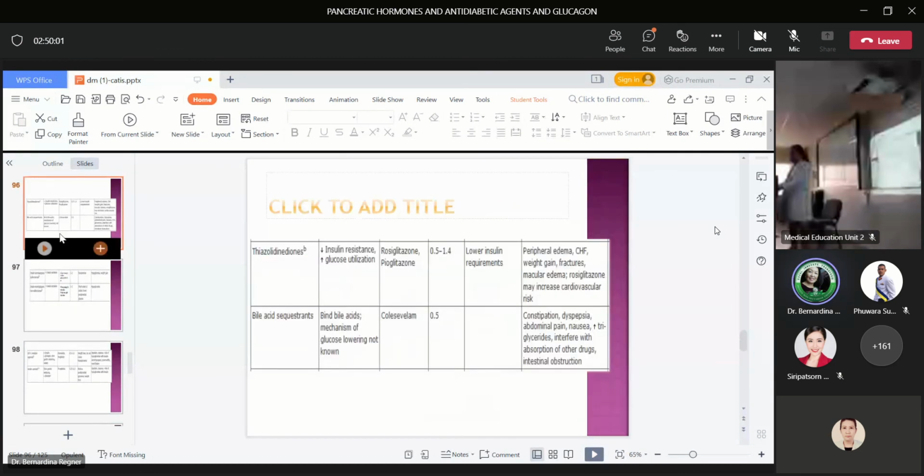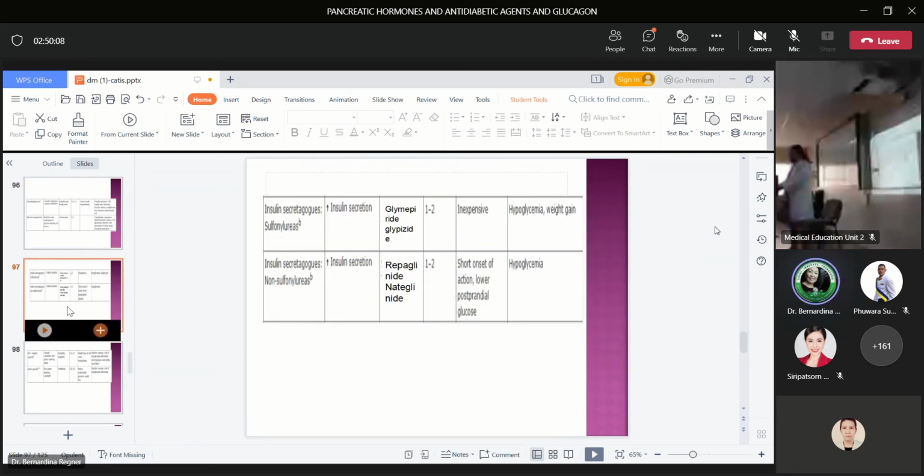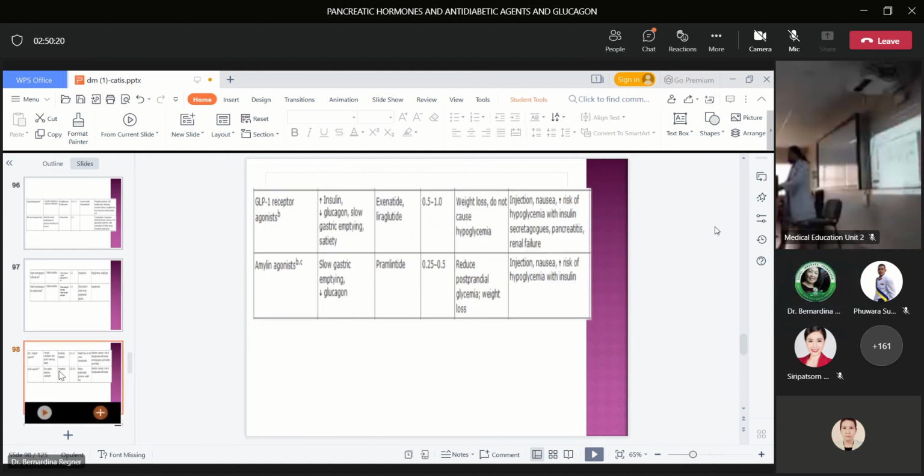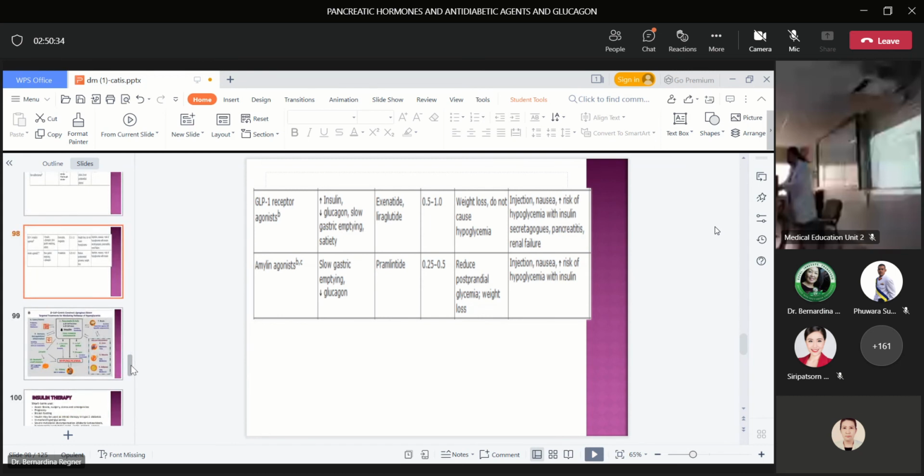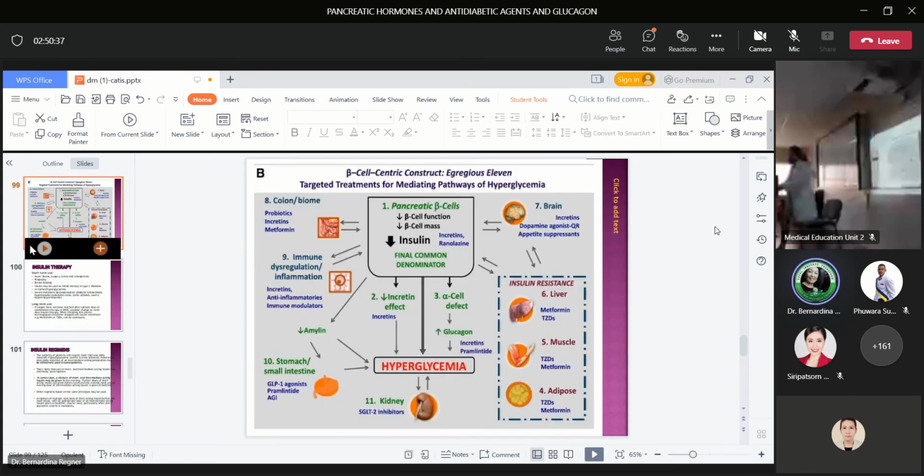Okay, so these are your thiazolidinediones and bile acid sequestrants. Insulin secretagogues, you have sulfonylureas, exemplified by your glimepiride and glyburide. GLP-1 receptor agonist, exemplified by exenatide. Amylin agonist, exemplified by pramlintide. So this is your slide 8. Oh no, slide 11. The different drugs that you can use at the different sites.